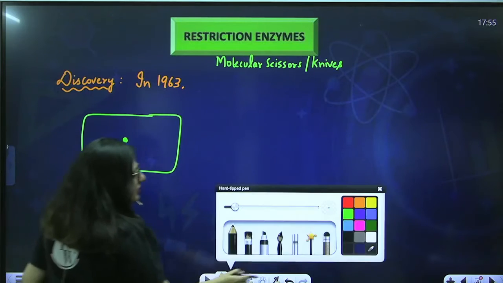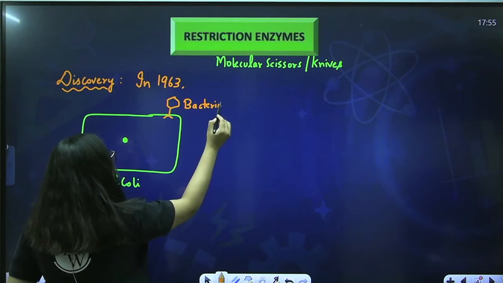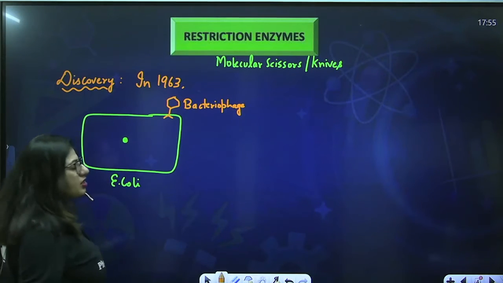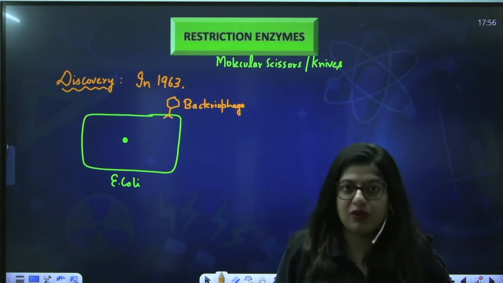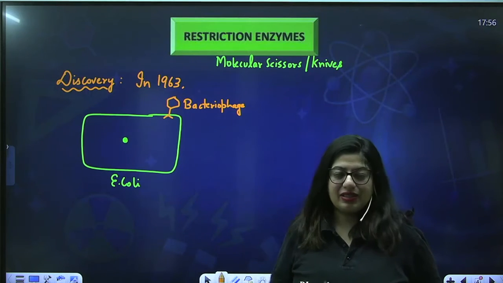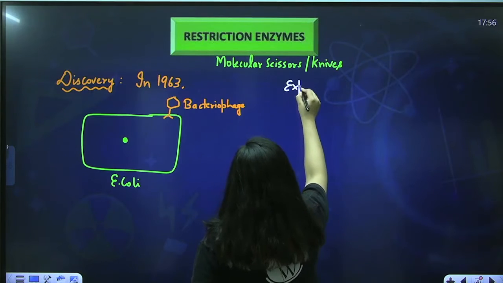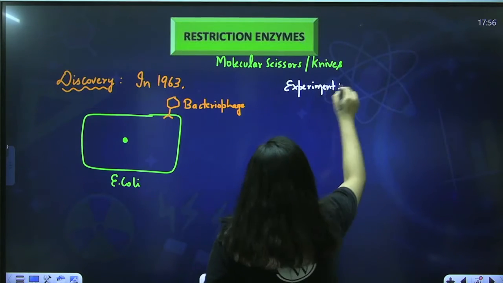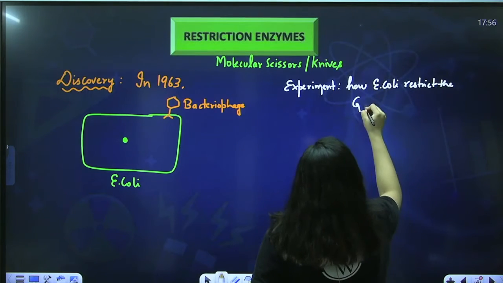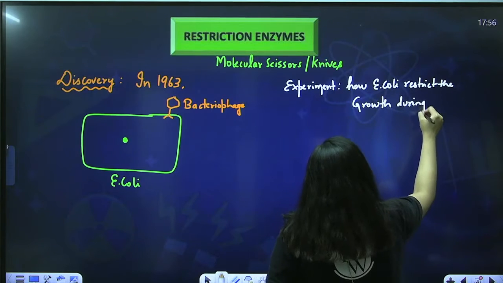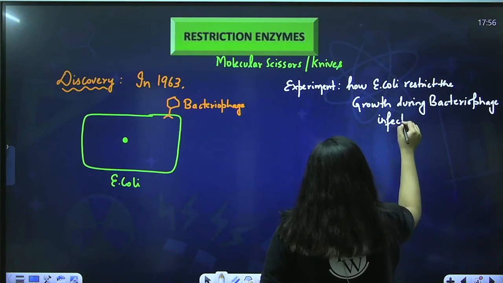E. coli, when it is infected by a bacteriophage, restricts its growth. That means E. coli is restricting the growth or multiplication of the bacteriophage in it. Bacteriophages are what? These are viruses that infect bacteria. So what was the experiment they were doing? They were just looking at how E. coli restricts the growth during bacteriophage infection. This was the experiment they were doing.